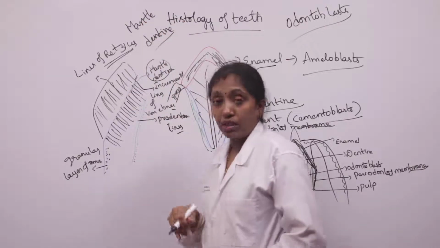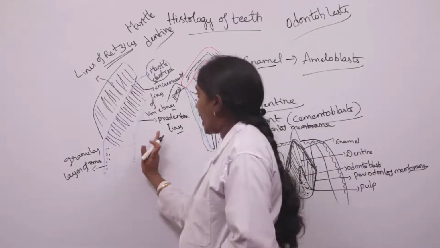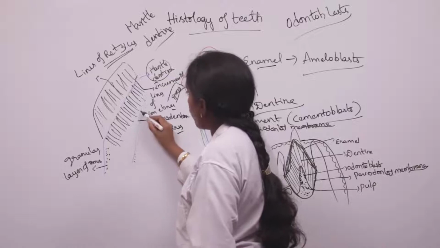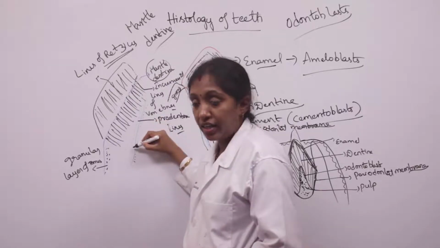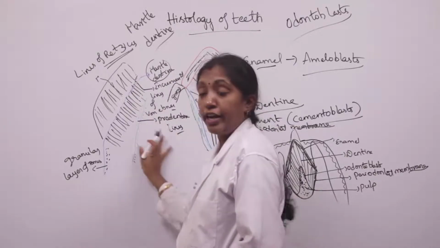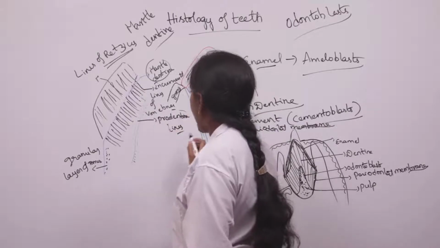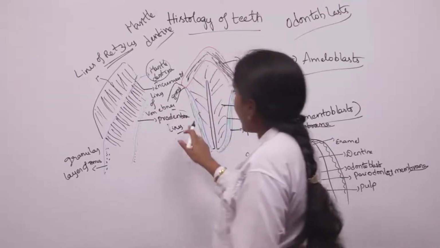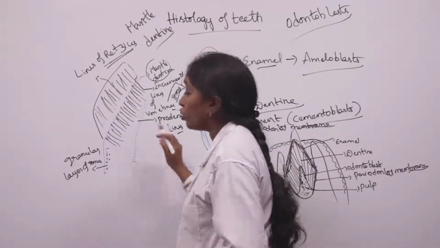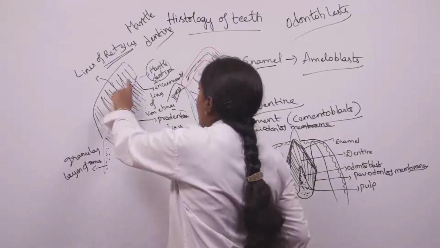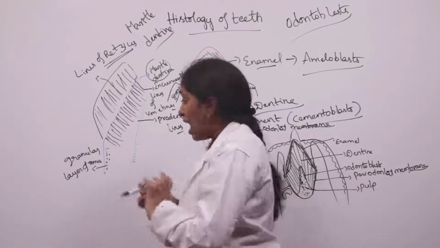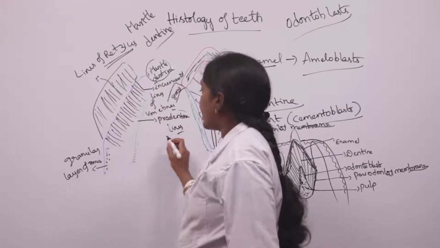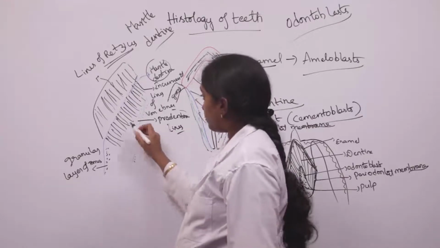And coming nearer to the pulp cavity, the mineralization is absent here. Nearer to the pulp cavity, we call it predentine. So the mineralization is less nearer to the enamel, where we call it mantle dentine, and the mineralization is also absent nearer to the pulp cavity, where we call it predentine.